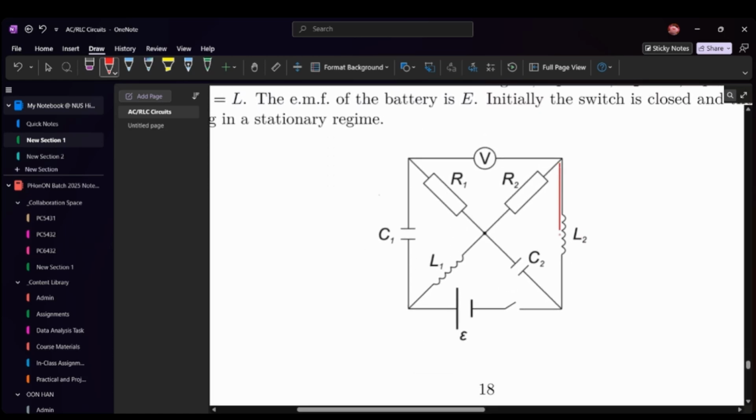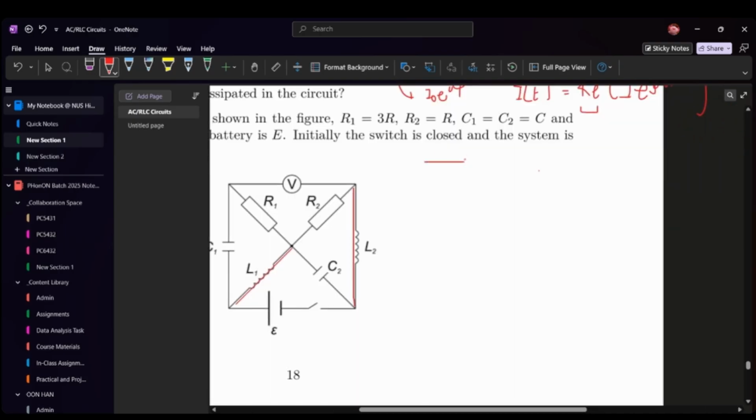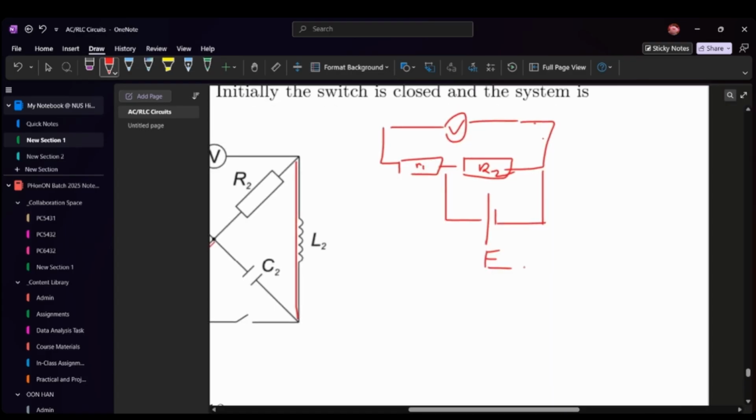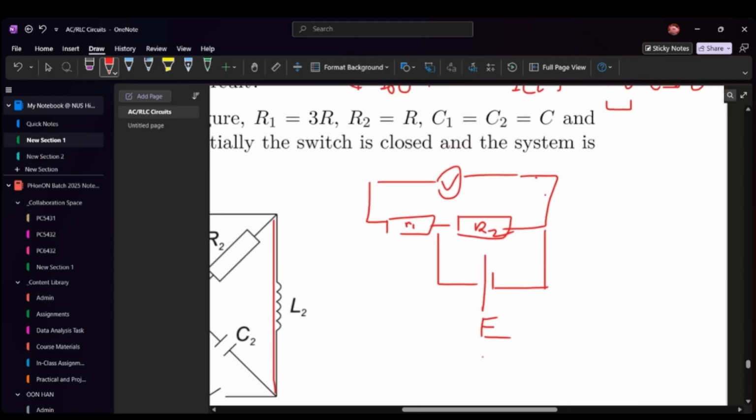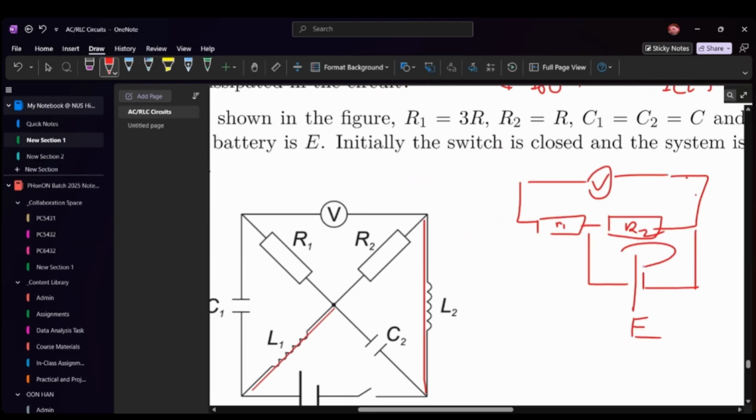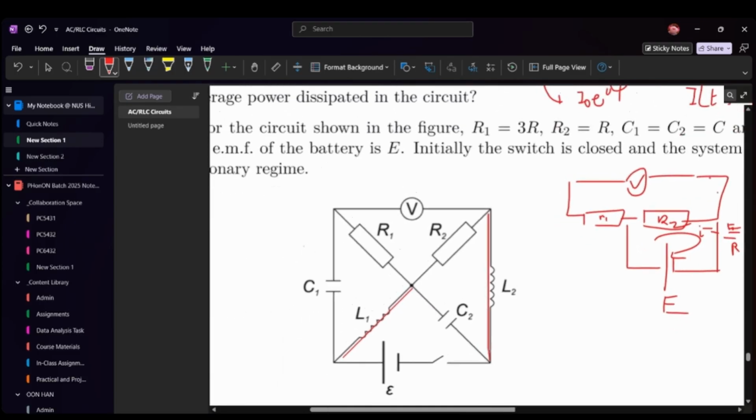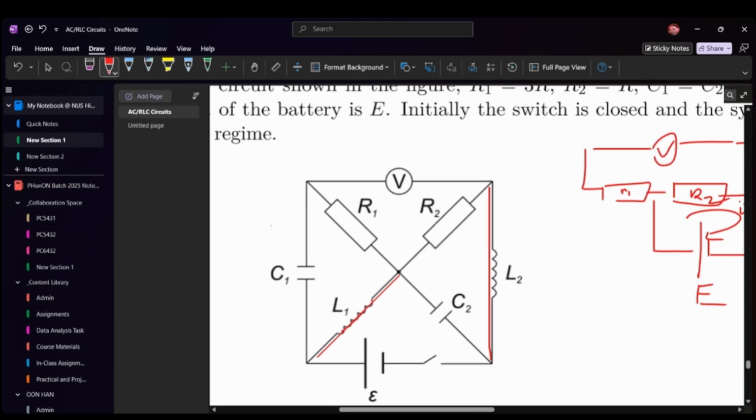initially, because these are closed, let me redraw the circuit again. This is V. This is R1. This is R2. This is E. Yeah. So then you gotta remember that your inductors are somewhere here. So these carry some current I, which is E over R. So these are carrying current.